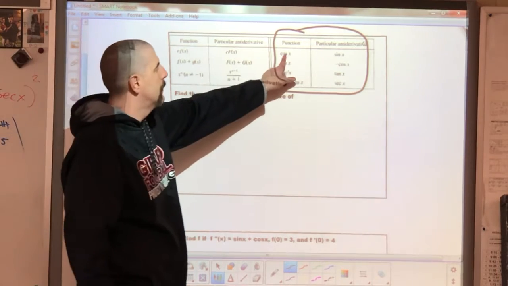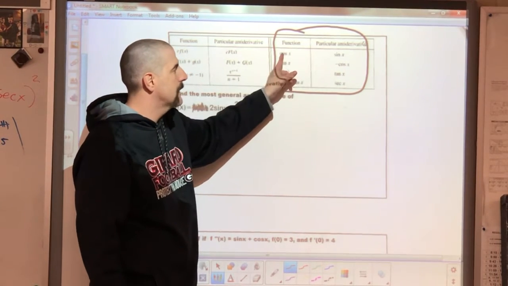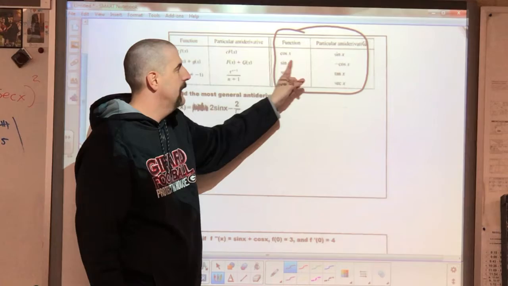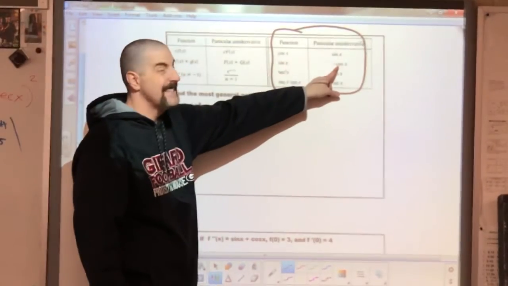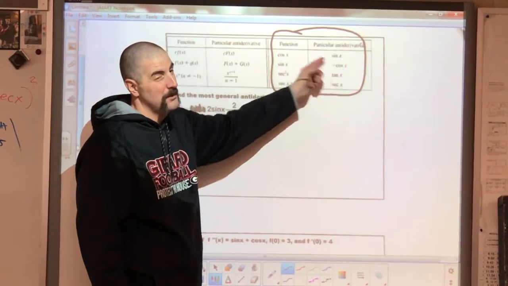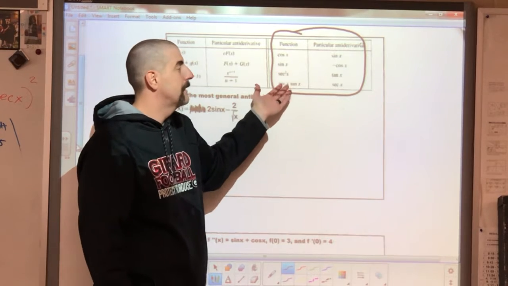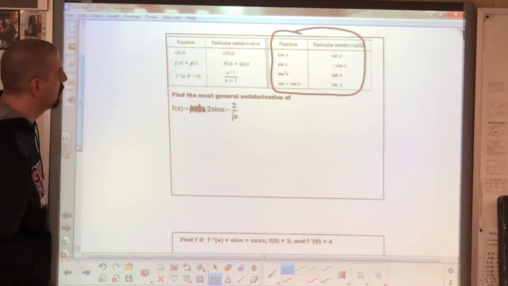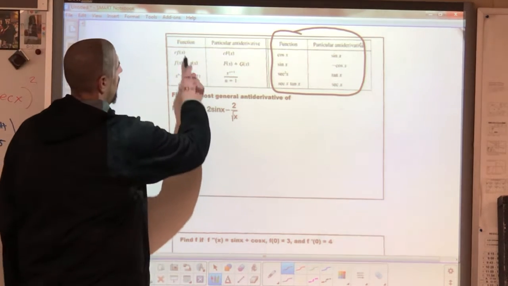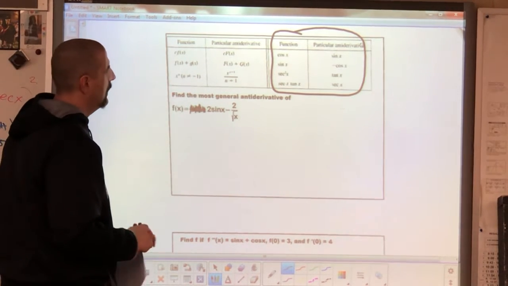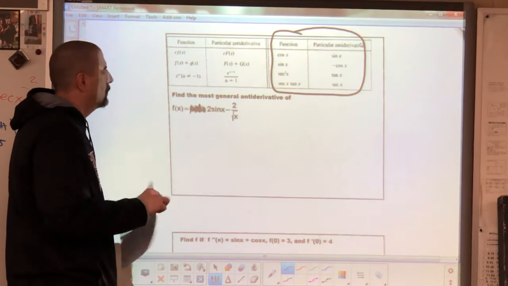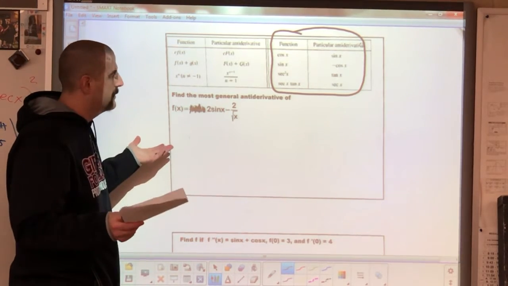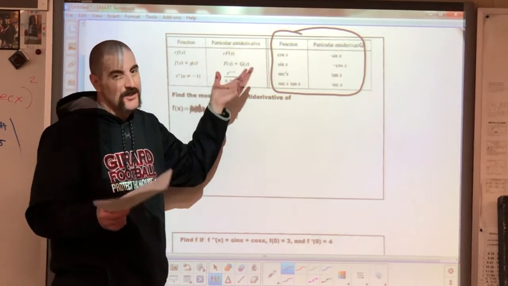So derivative of sine is cosine, so cosine's antiderivative is sine. Sine's antiderivative is negative cosine because cosine's derivative is negative sine. So you will have to memorize those there. Those are the most famous ones. Again, when you do this, there are different methods. Memorizing is the easiest. Use flashcards.